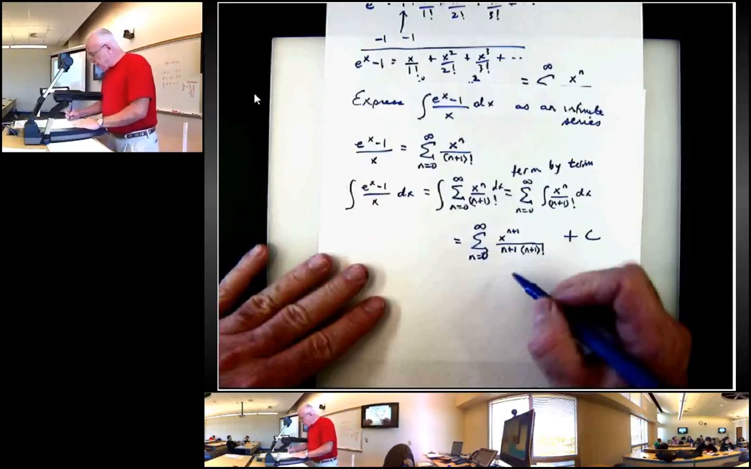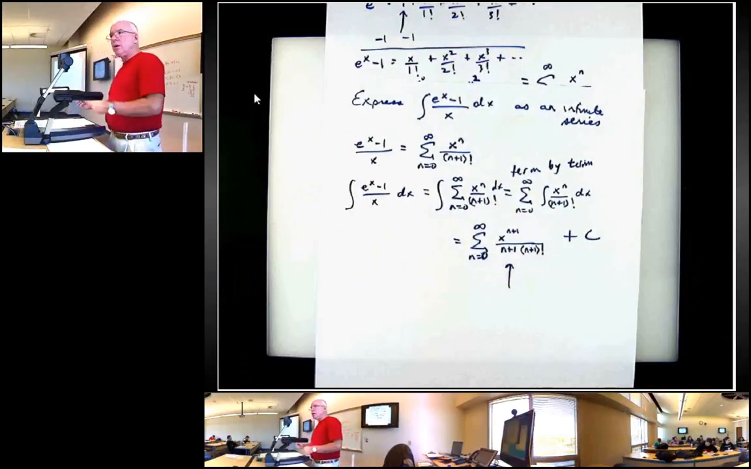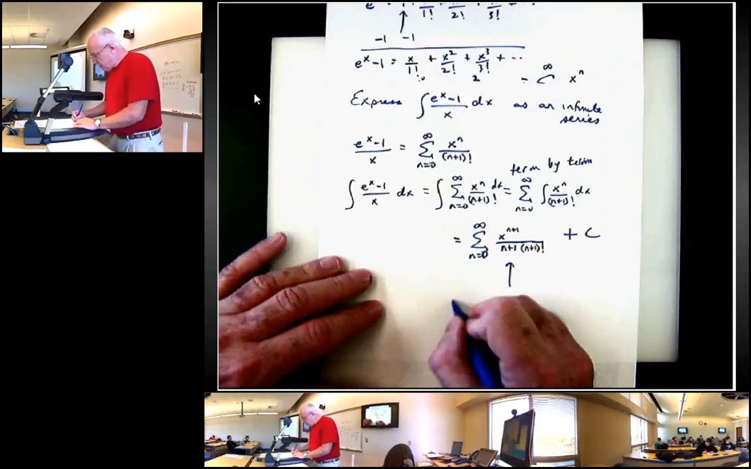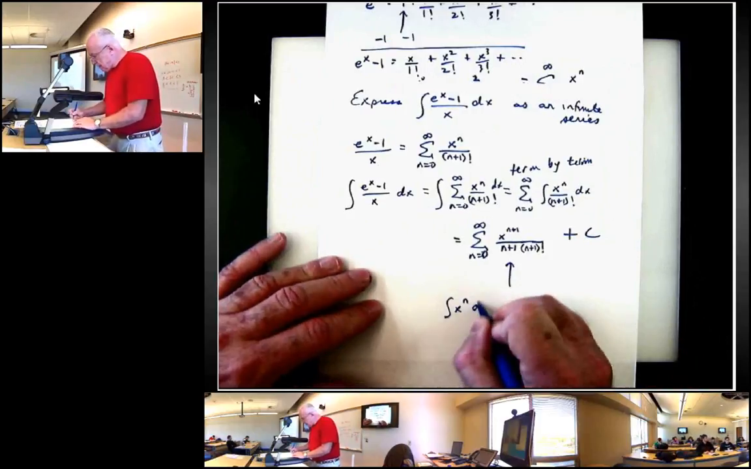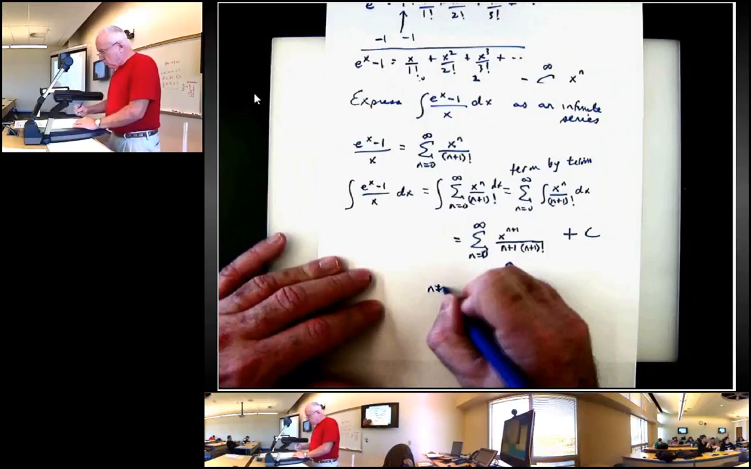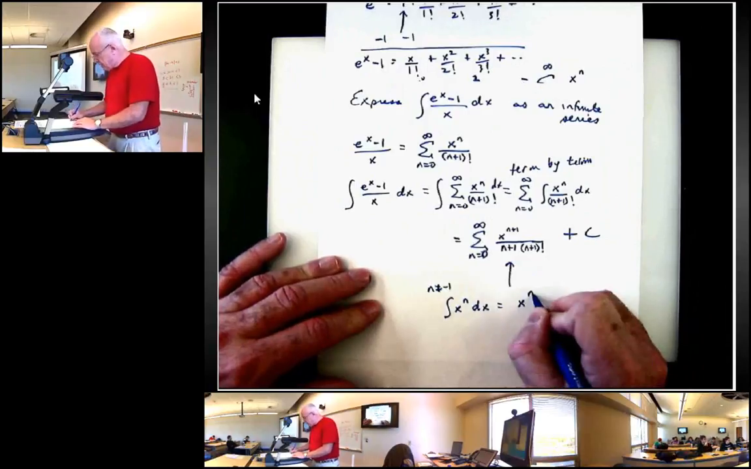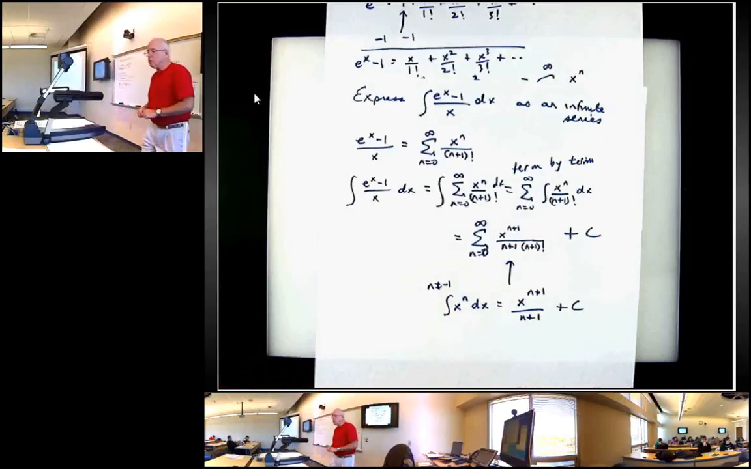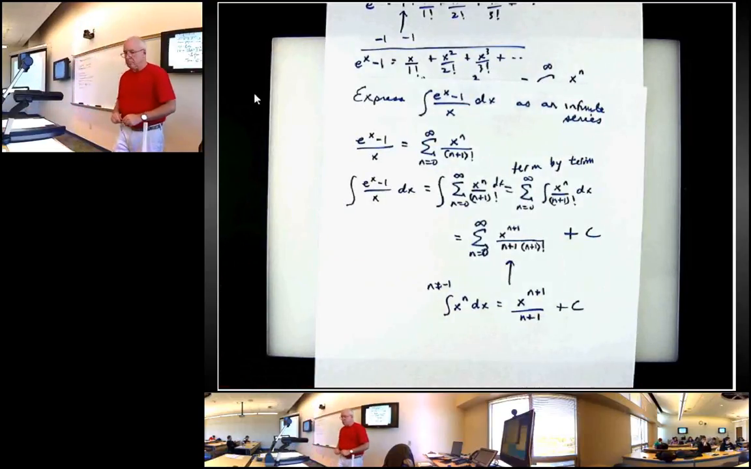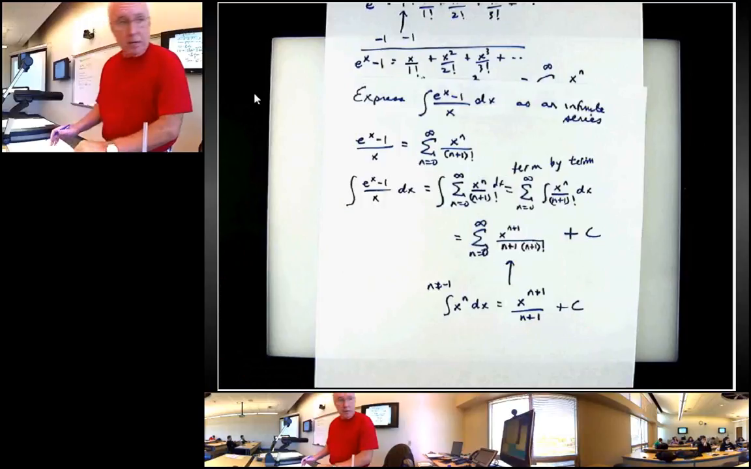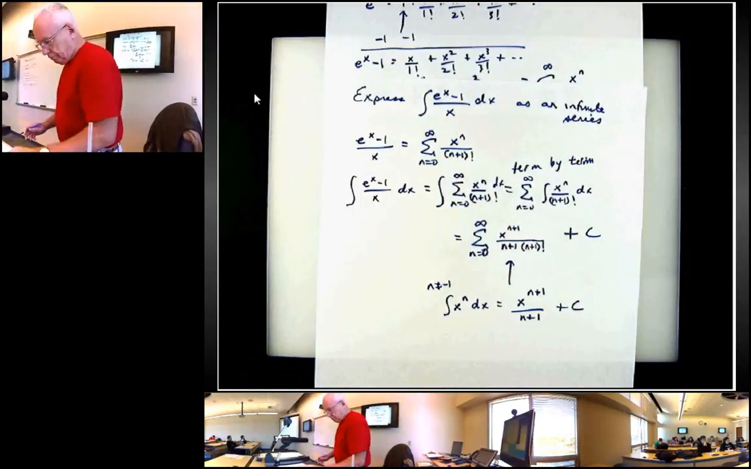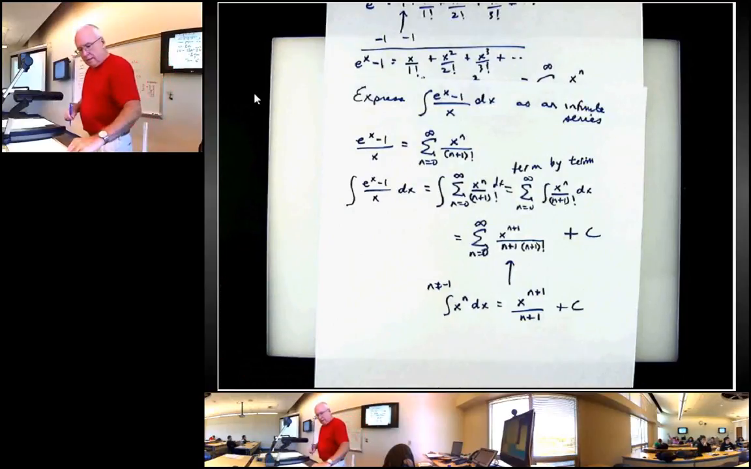So just remember that formula, that power rule from sometime in the first month or so of Calc 1, that as long as n does not equal -1, this antiderivative is x to the n plus 1 over n plus 1 plus c, and that's what we're using here. Okay. Question on this one? Okay, we're going to look at another one kind of like this one.